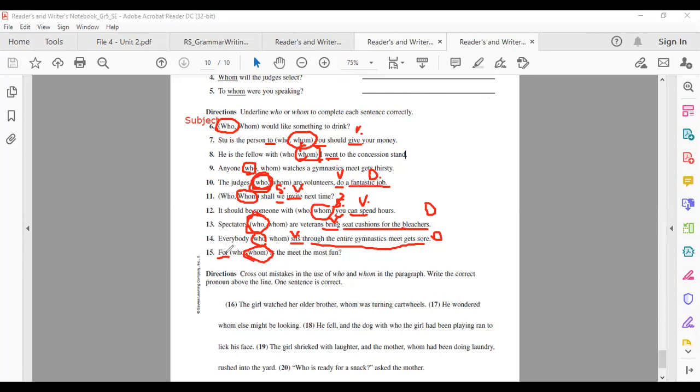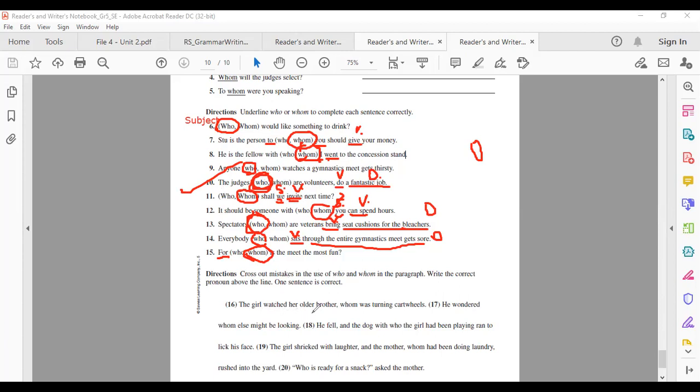But if I don't have a preposition, like in number 11, I will search for the verb in the sentence to see where the verb is. When I see the verb, I ask, is there a subject? If there's any word that comes before the verb and gives you a subject, then this is the subject. So what is the missing? The missing is object. Then I will go for whom. Cross out mistakes in the use of who or whom, and in the paragraph, write the correct pronoun.